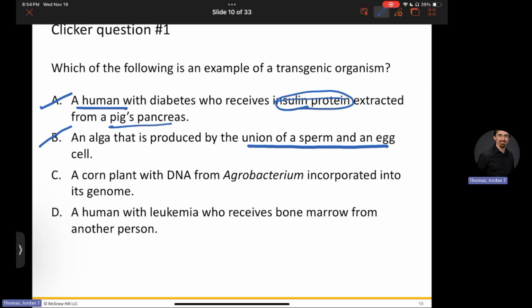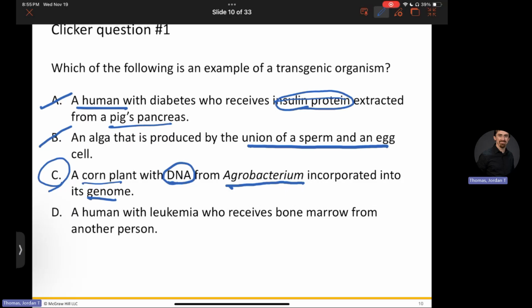A corn plant with the DNA from Agrobacterium incorporated into its genome. We have a corn plant, and we're taking DNA, which is right, from this bacterium and putting it into its genome. So the corn plant is the original organism. The DNA from this Agrobacterium is the recombinant DNA, and we're putting it in the genome of the corn plant. So that is correct. But let's look at the last one.